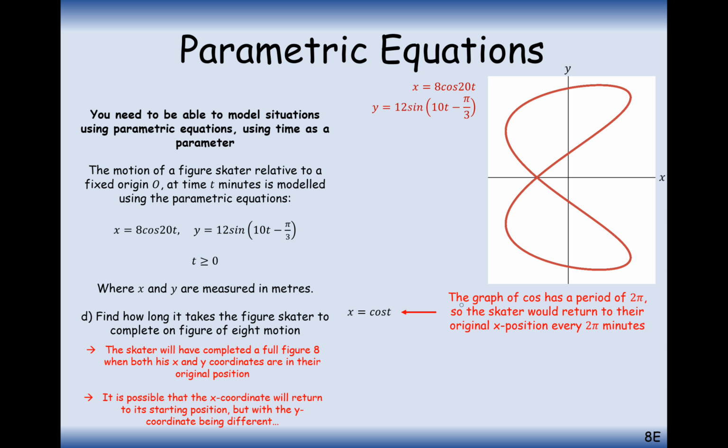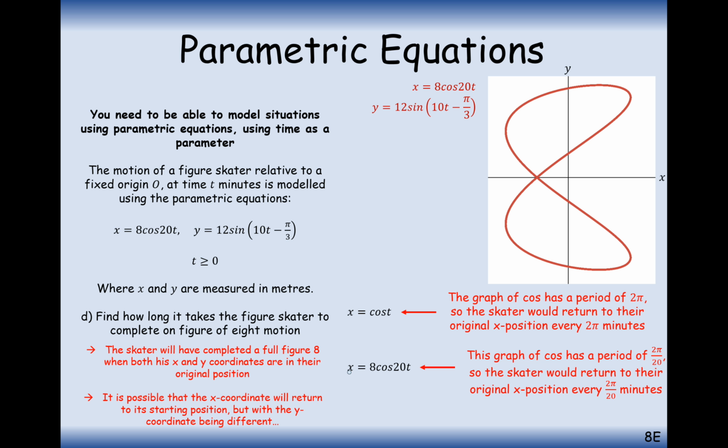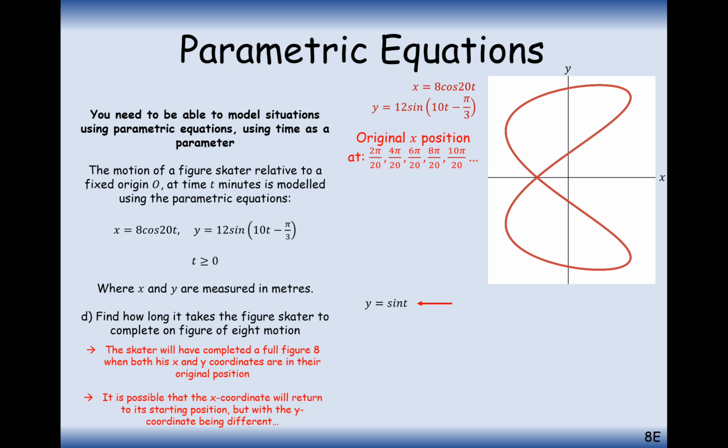If we take x equals cos t, the graph of cos has period 2 pi, so the skater would return to their original x position every 2 pi minutes. The period of the graph is determined by the coefficient of t. So in this equation, x equals 8 cos 20t, this graph of cos has period of 2 pi by 20, so the skater would return to their original x position every 2 pi by 20 minutes. But we're going to have to do the same for the y equation as well.